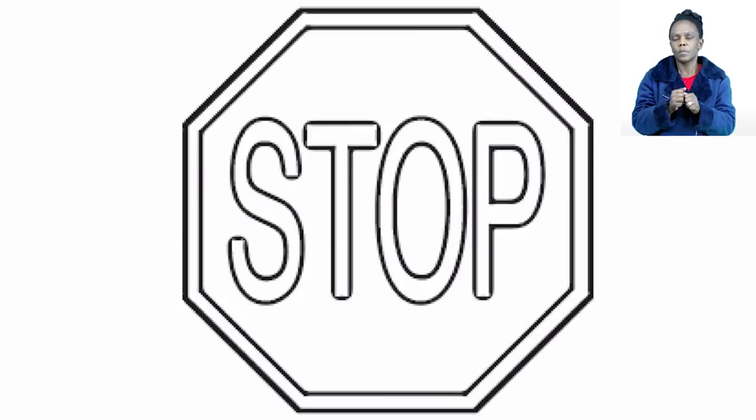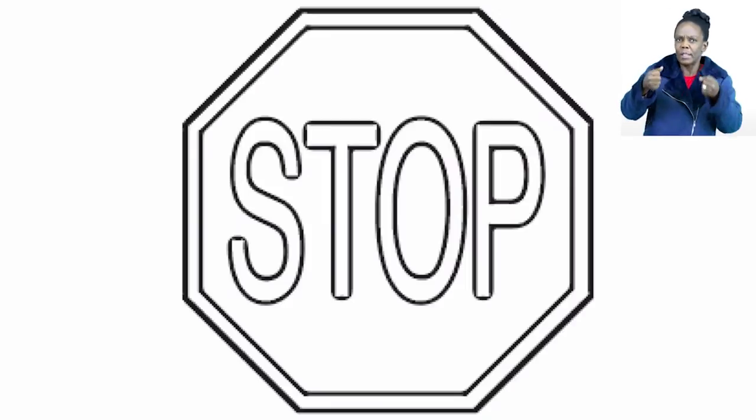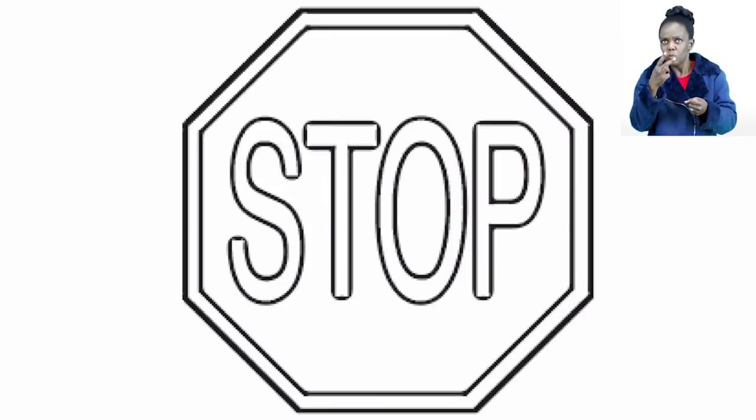If the person does not stop, then there can be an accident. So it is very, very important to obey the stop sign. So next time that you're traveling, either on a bike or in a car or in a van, you must make sure that when you do see this sign, you must stop. The stop sign is also in red and white.